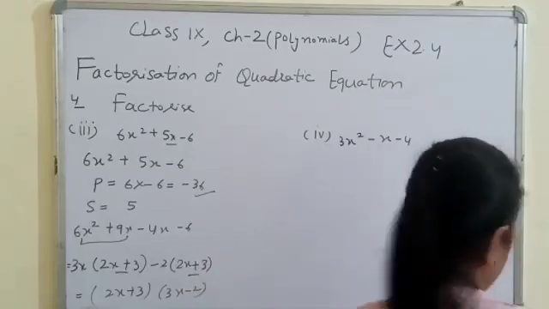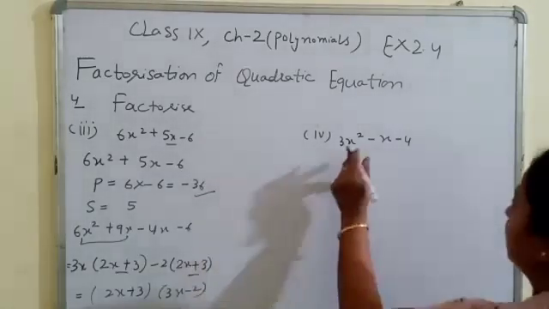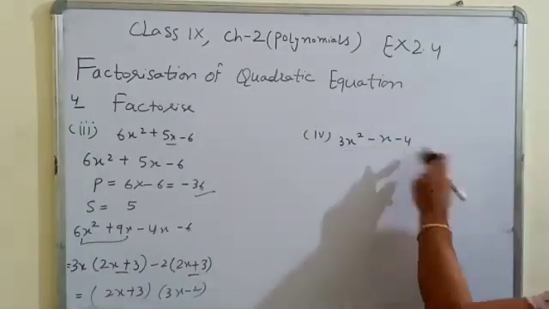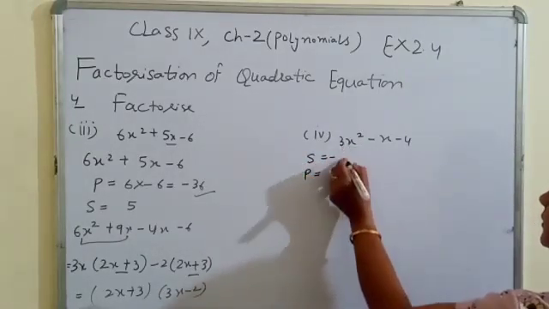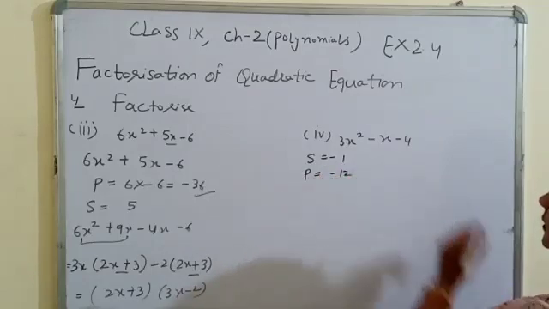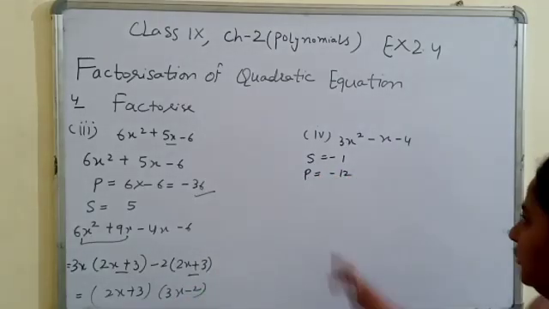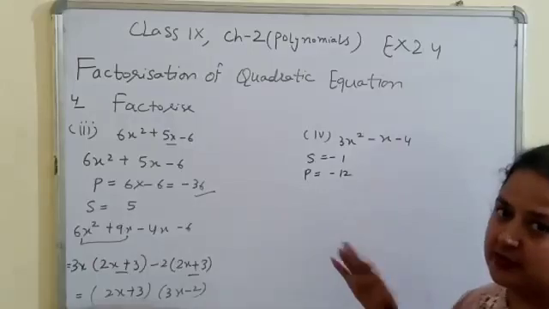Let's solve the fourth part. 3x² minus x plus 12 minus 4. Sum is minus x, product is minus 12. Sum is minus 1 and product is minus 12. Product is minus 12, same.